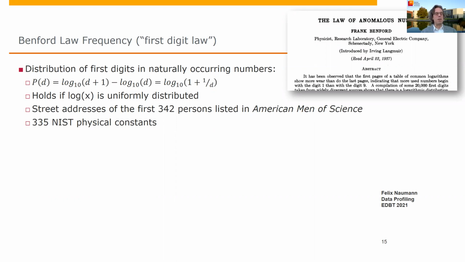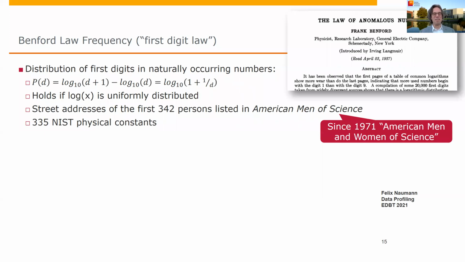And what he did is he went around and looked for evidence of this. And this is kind of research 100 years ago. You open up a book, The American Men of Science, and then look for street addresses for the first people you see and figure out, okay, they usually start with a 1 and a 2, etc. And just to point out, since 1971, these books are called American Men and Women of Science. Right? And he also looked at physical constants, and again, this law held.